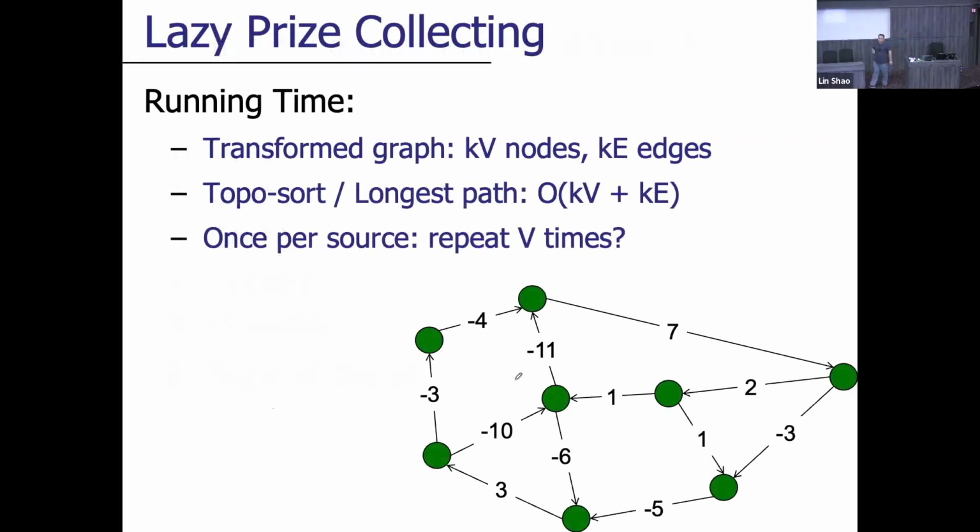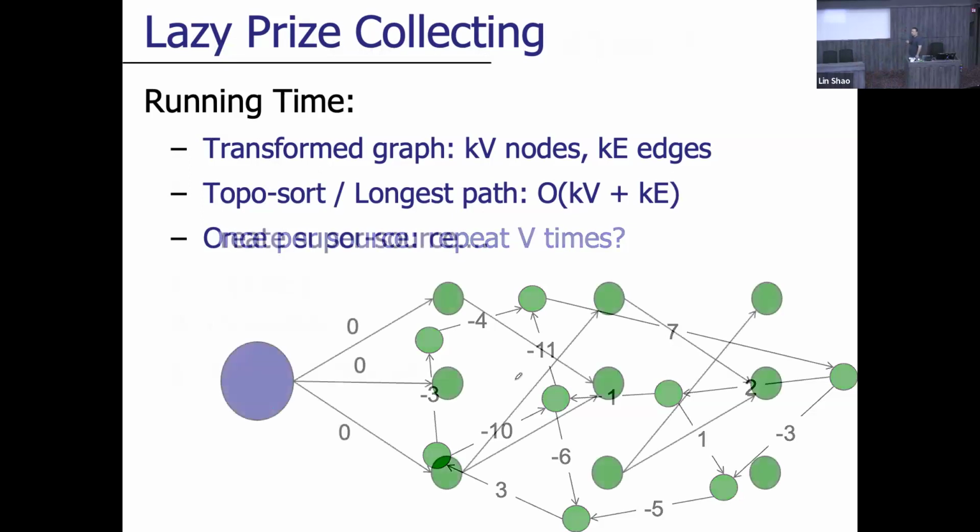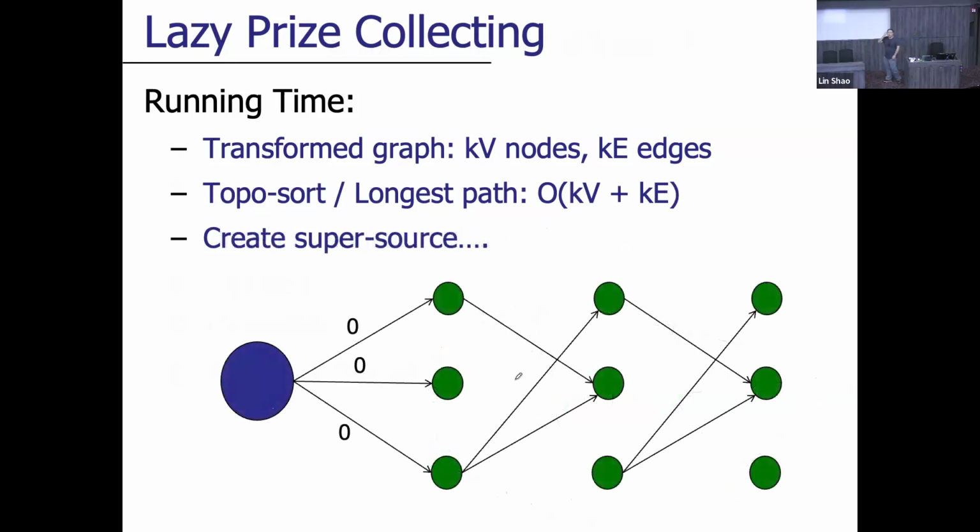So the question after these descriptions, you probably want to ask yourself, do we really need to run a repeated V times to find this result? Do we really need to call this longest path V times? It turns out that this is really not necessary. This is the general trick or formulation, right?